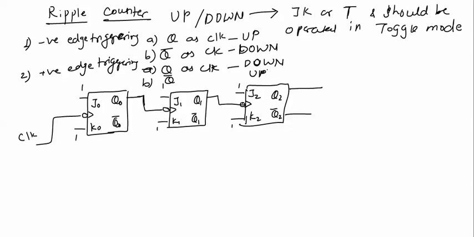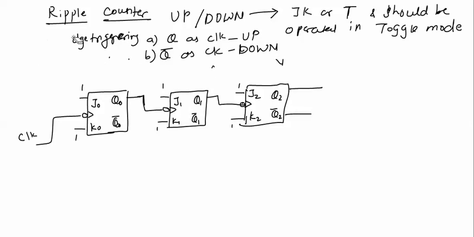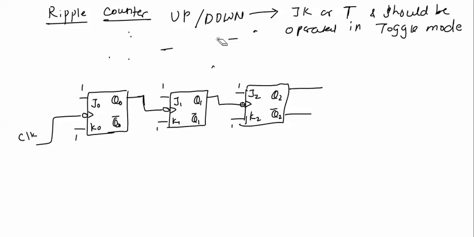In the given figure, we have negative edge triggered flip flop and Q as a clock to the other flip flops. So this counter is an up counter. So now I will say we have an up counter in the figure. We have a 3-bit up counter in the figure. Now in this 3-bit up counter, we'll see its operation.